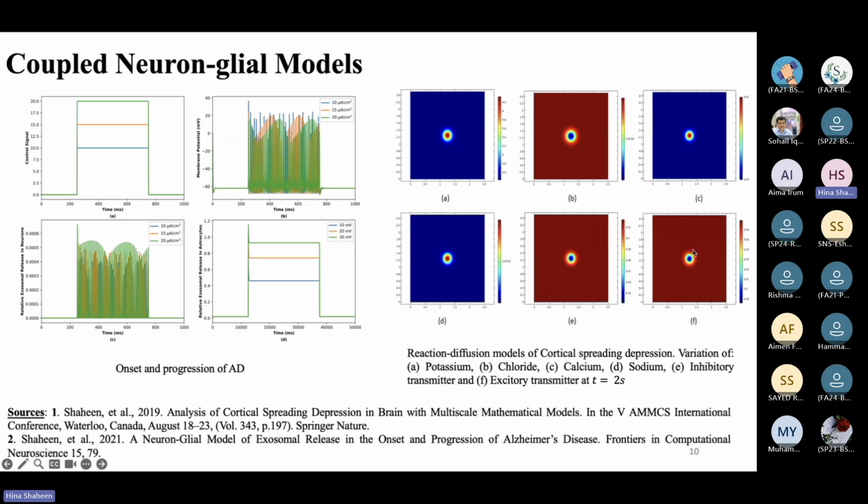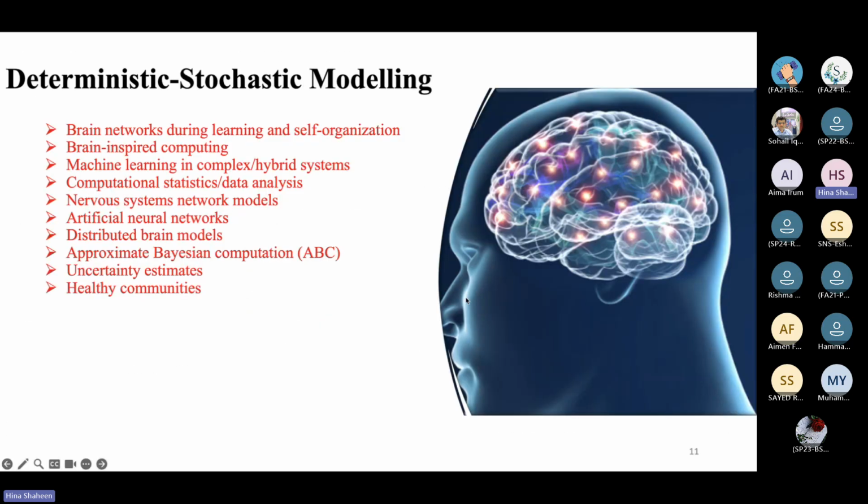Similarly, without having the data, we developed a simple reaction diffusion model to see the progression of cortical spreading depression. We applied an external stimulus for potassium, because potassium concentration increases during the progression of cortical spreading depression. We saw that it leads to an increase in the concentrations of neurotransmitters, both inhibitory and excitatory, which leads to a further increase in potassium, and then we get the progression of cortical spreading depression in the human brain. So these were two simple mathematical models and the reaction diffusion model without having any data.